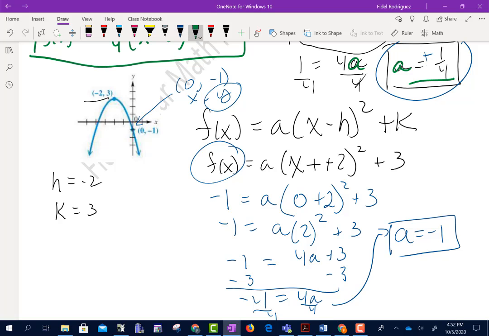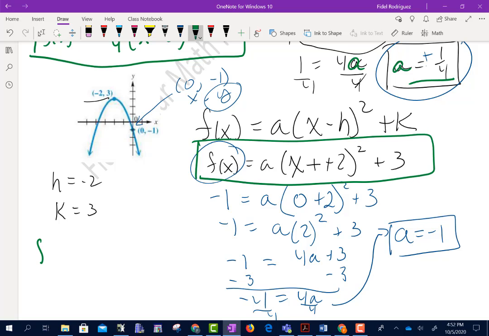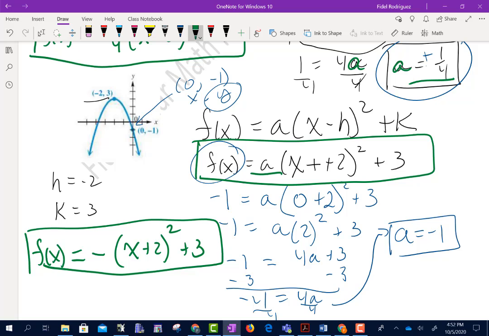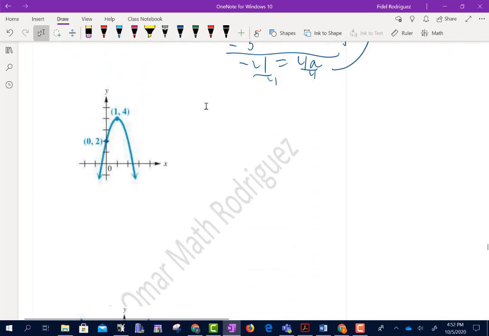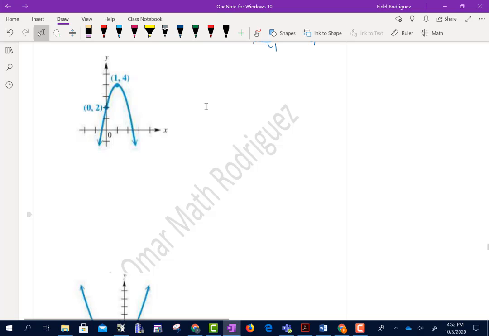Okay. So now remember what it is we're going to do. We're going to take this equation right here. We're going to write it out. f of x equals A. We just found that to be -1. (x plus 2) squared plus 3. Look at my number A, -1, and our graph is opening downward, right? Okay. All right, so I got a couple more here. Let's do them exactly the same way.